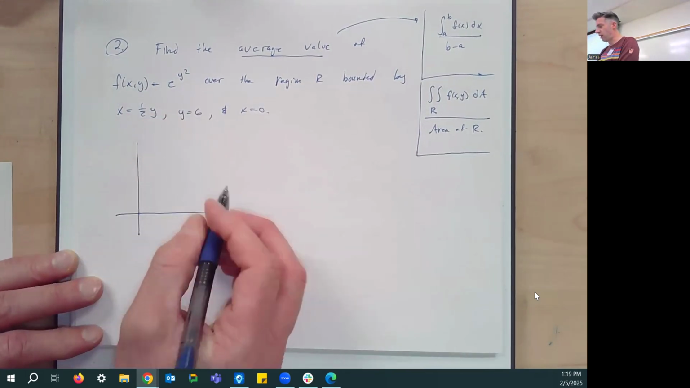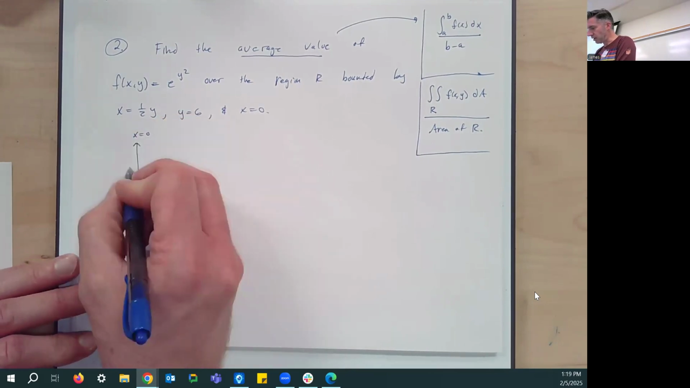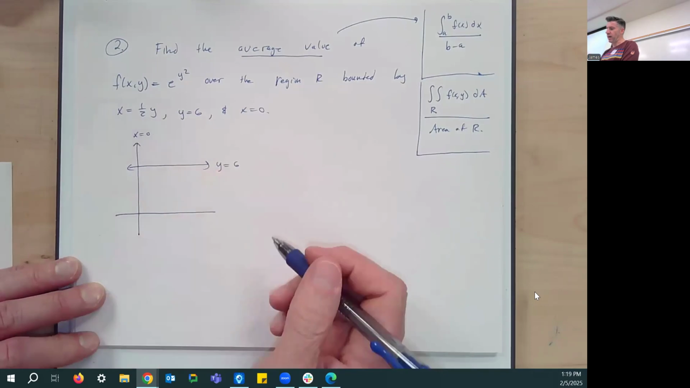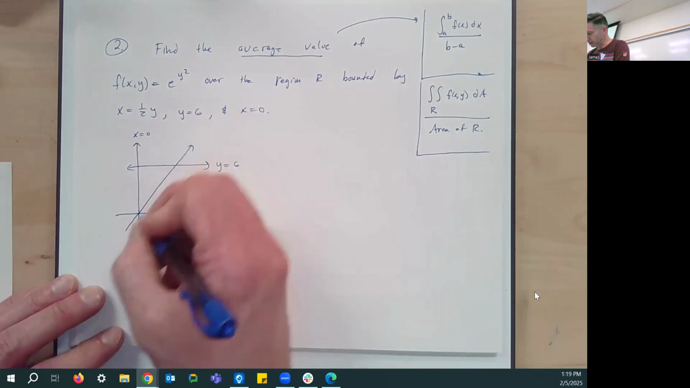This is not too bad to draw. So there's x equal to 0. Here's y equal to 6. And x equal to 1/2 y, or y equal to 2x, looks vaguely like this.